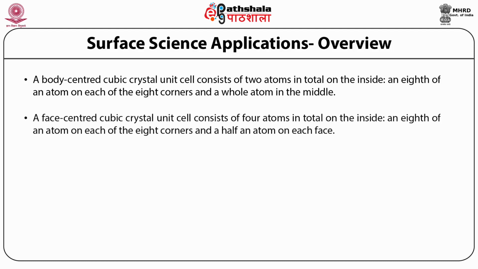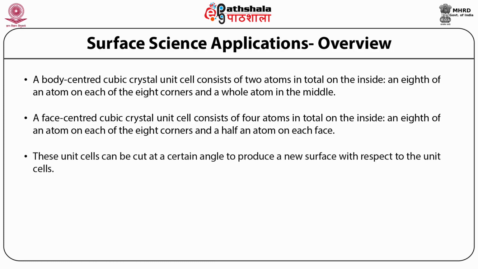A face-centered cubic unit cell consists of 4 atoms in total: 1/8 of an atom on each of the 8 corners and half an atom on each face. Within the bulk, each atom has 12 nearest neighbors.